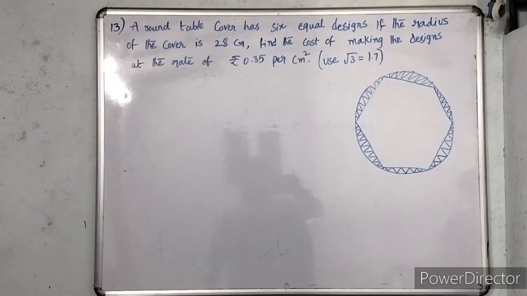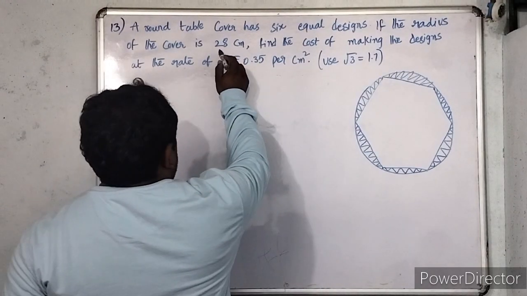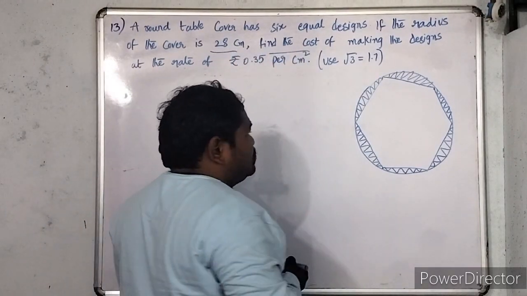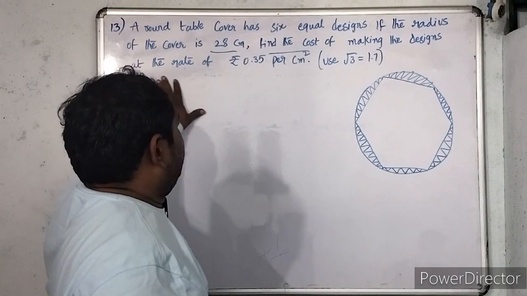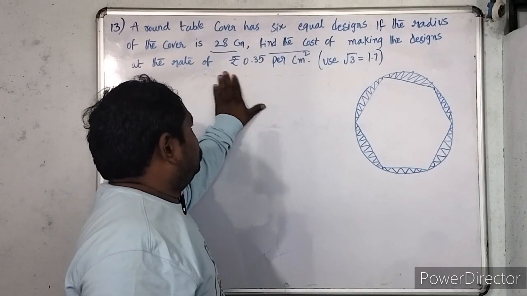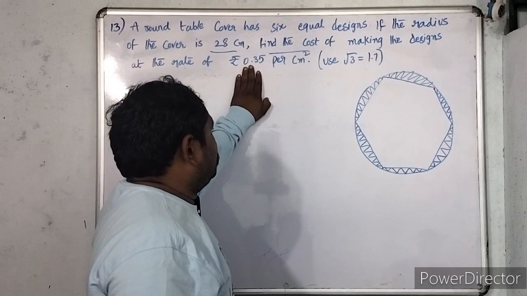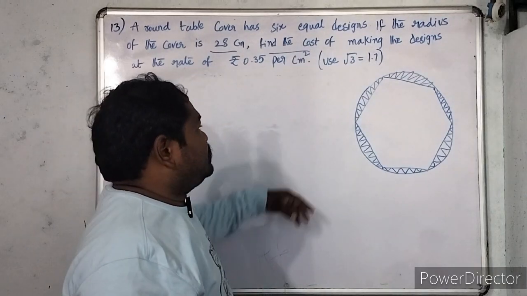Next question. A round table cover has 6 equal designs. If the radius of the cover is 28 centimeters, find the cost of making designs at the rate of 0.35 rupees per centimeter square.